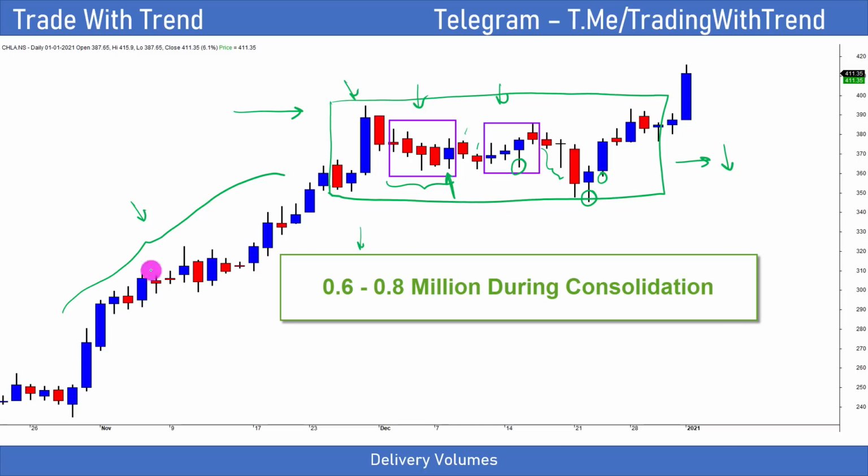And it tells you that whatever positions were built up during this phase, this was just a phase where a lot of selling was being absorbed. And again, today price has broken out with 1.7 million delivery volume. So this is telling you that trend is here to stay in this stock and price should be heading higher over the next few weeks.